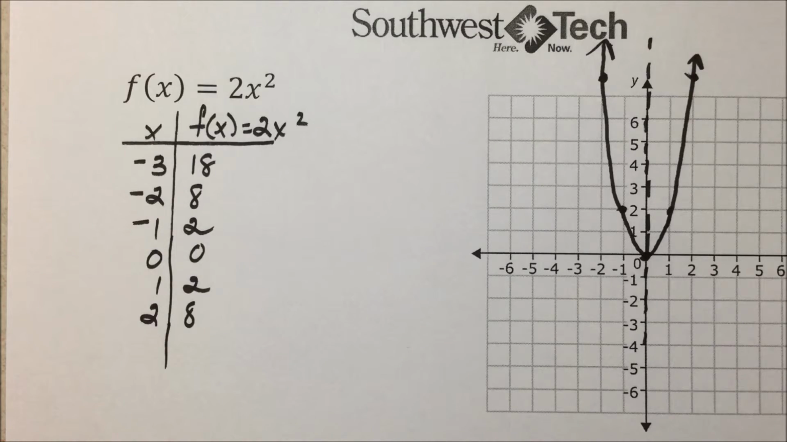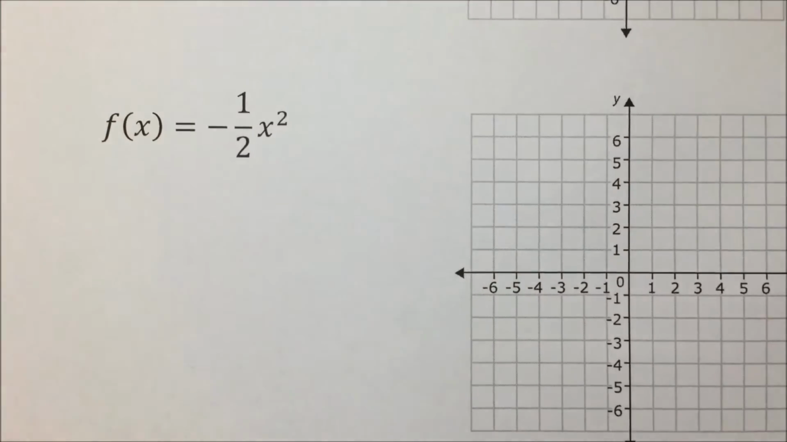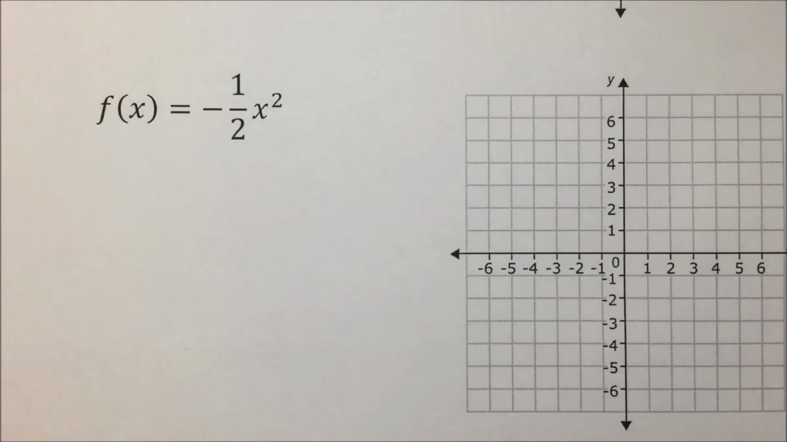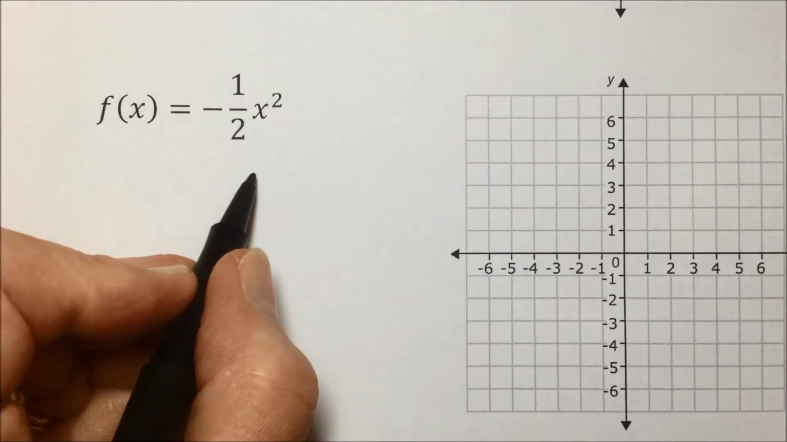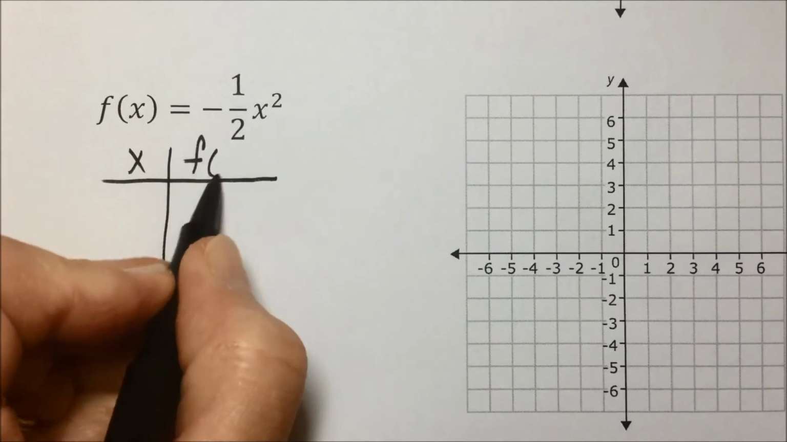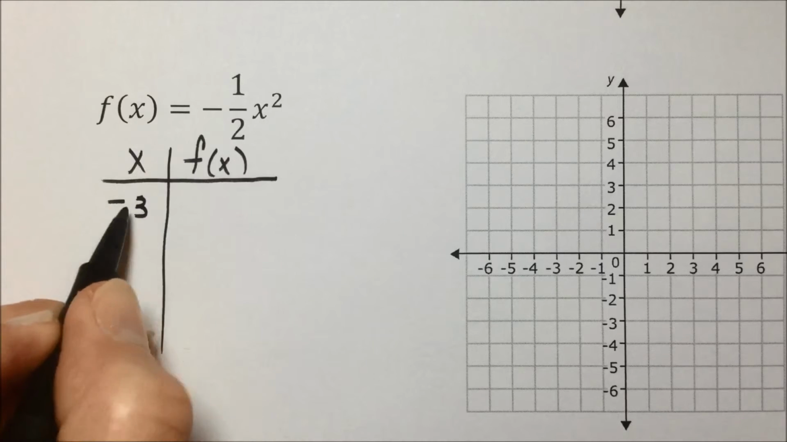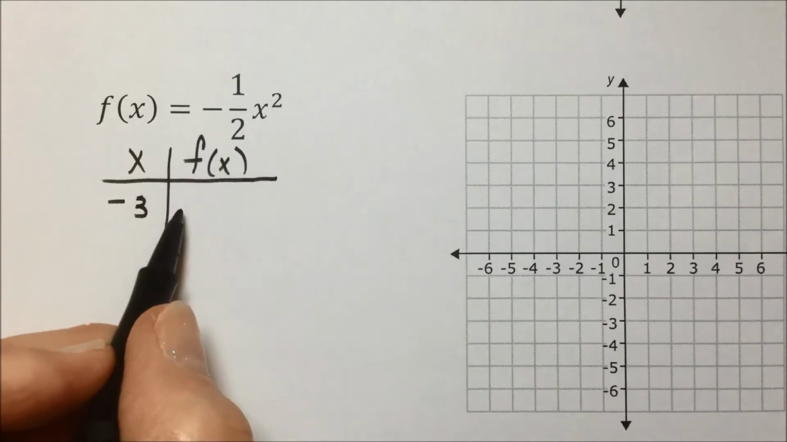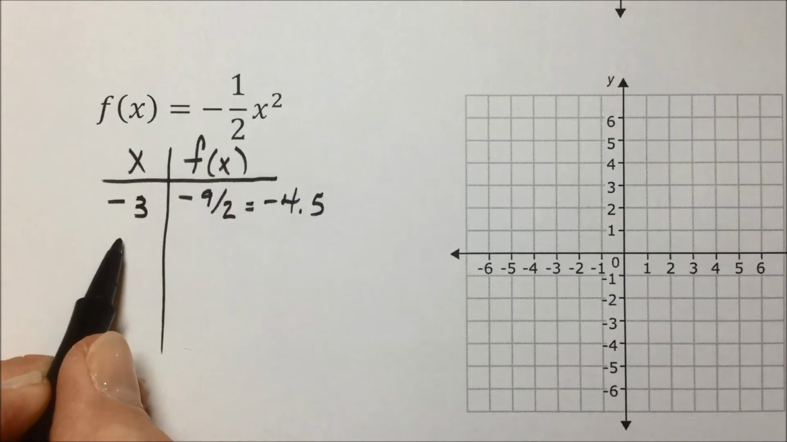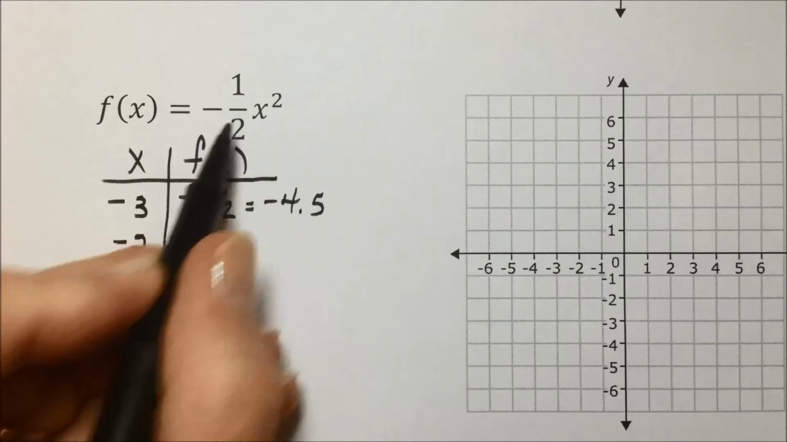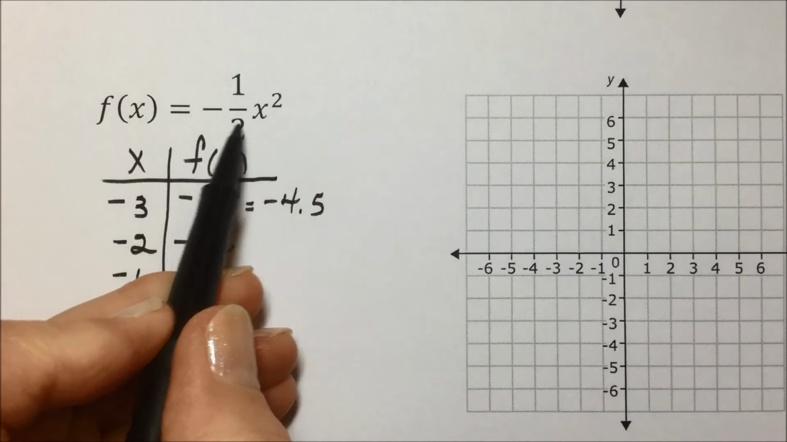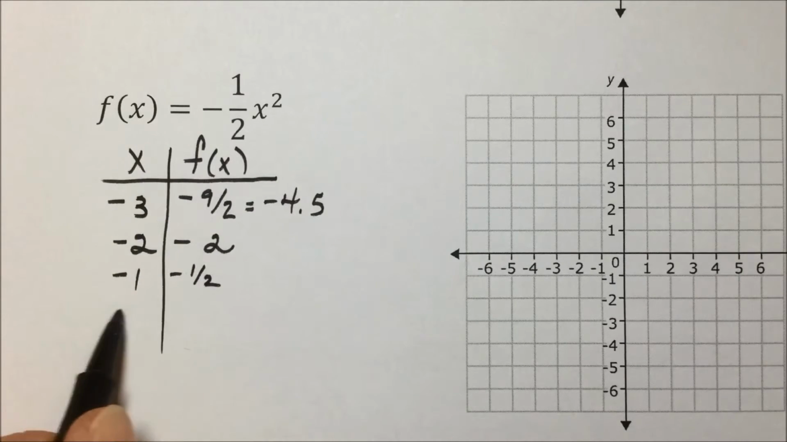One other example I want to take a look at with this basic form of our quadratic equation, something times x squared, is the following. And plugging in some values again on this equation, our x and our f of x. If we let x equal -3, squared is 9 times the -1/2 is going to give us a -9/2 or -4.5. Putting in a -2, squaring it is positive, but timesing it by a negative will give us a -2. A -1 squared is 1 times -1/2 is -1/2.